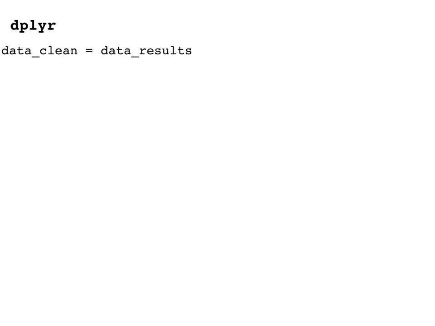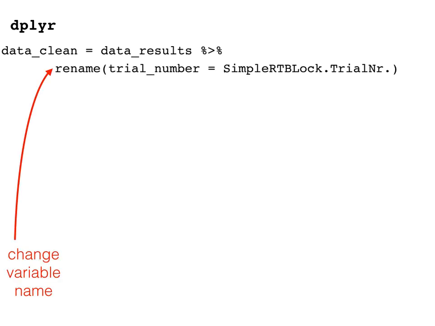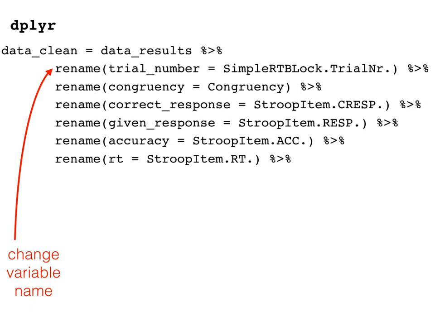We start as we usually do by setting our old data frame to our to-be-created data frame. Our first new verb is rename. We use this to do exactly what it sounds like, rename a column. We simply set the new name we want equals to the old name. So simple RT block trial NR will now simply be trial number. We'll do the same thing for several other columns as well.